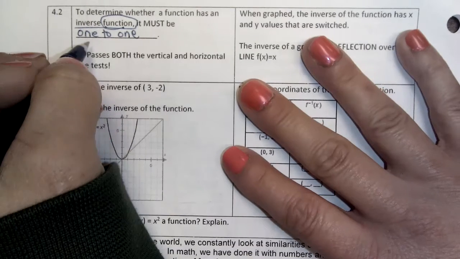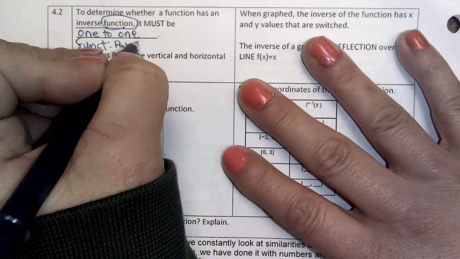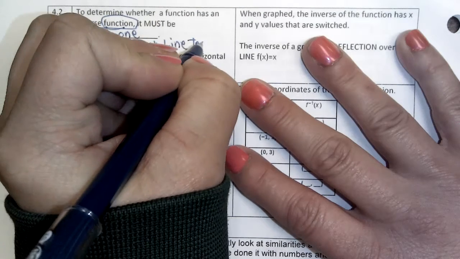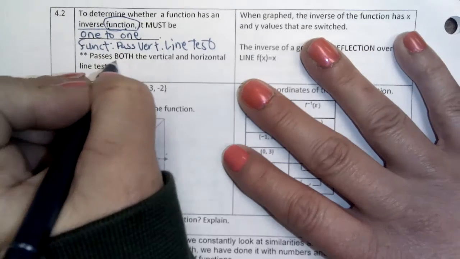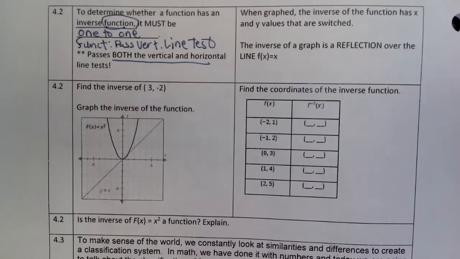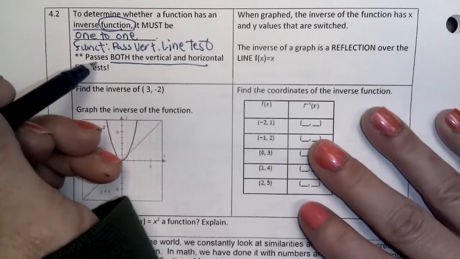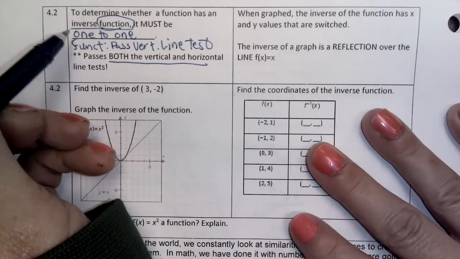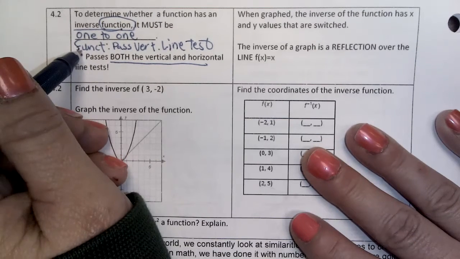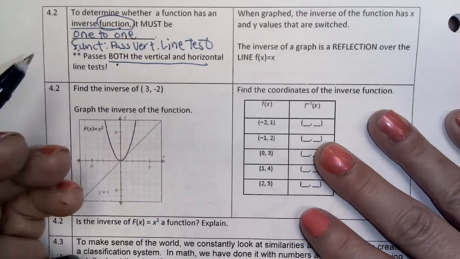Okay, so remember, if it's a function, it has to pass the vertical line test. For it to be 1 to 1, it has to pass both of them. So an equation has to be a function to be 1 to 1. Okay? But it can be a function without being 1 to 1. So those are not interchangeable.